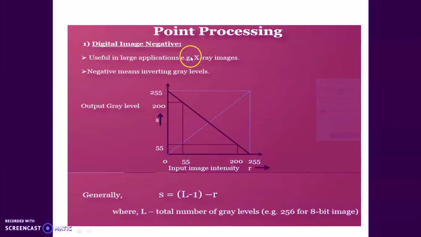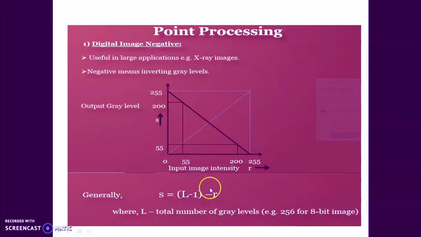Digital image negative. Negative means inverting gray levels. Digital negative can be found from this formula. S is equal to L minus 1 minus R, where L is the total number of gray levels. For example, if we take an 8-bit image, it is 2 to the power 8, which is 256. So substitute 256 instead of L. 256 minus 1 is 255. So the formula becomes S is equal to 255 minus R.